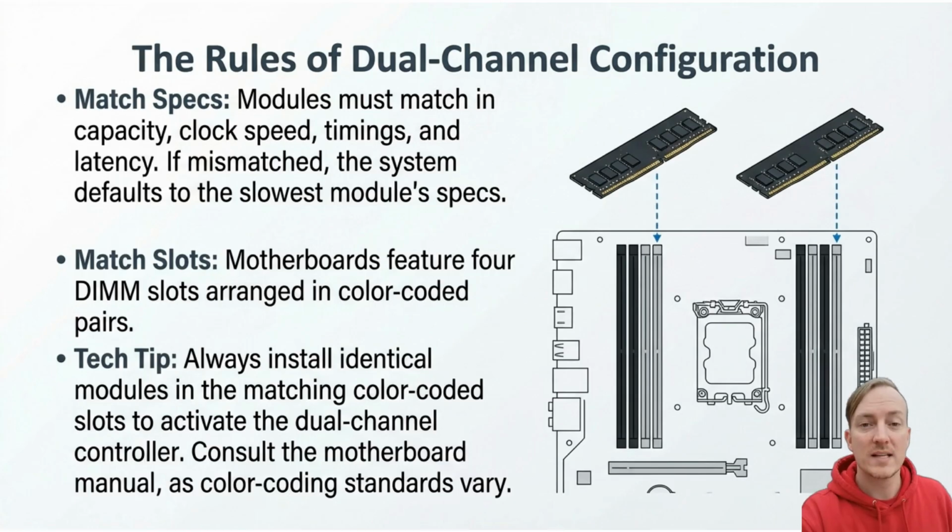To actually activate dual-channel mode, you must follow the rules. First, match your specs. The modules must match in capacity and speed. If you mix a fast stick with a slow stick, the motherboard will automatically downclock both to match the slowest module. Second, match your slots. Motherboards color code their RAM slots. To engage the dual-channel controller, you must place your identical sticks into the matching color-coded slots.